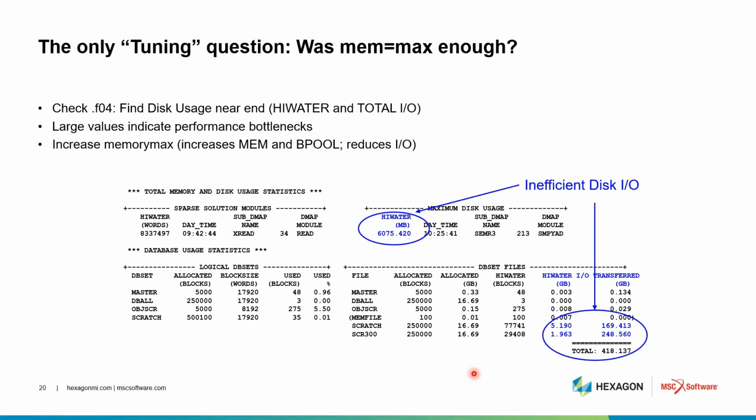The only question we sometimes get from customers is whether memory=max was enough. In order to check that, look in the F04 file and find the disk usage near the end, high water and total IO. Usually large values indicate performance bottlenecks. Generally those don't happen, but if you're getting large values, then that is a performance bottleneck. Increasing memory max increases the memory and buffer pool allocation and reduces the IO, basically.